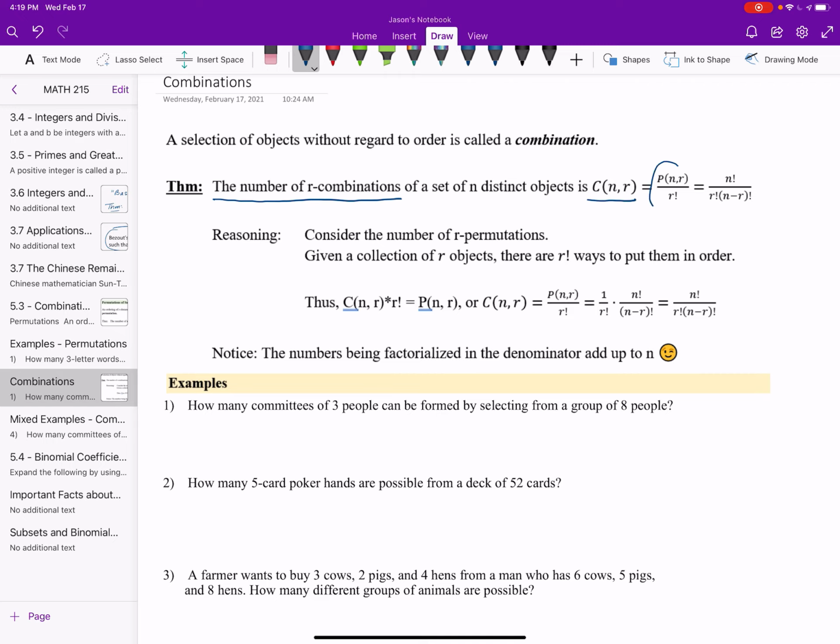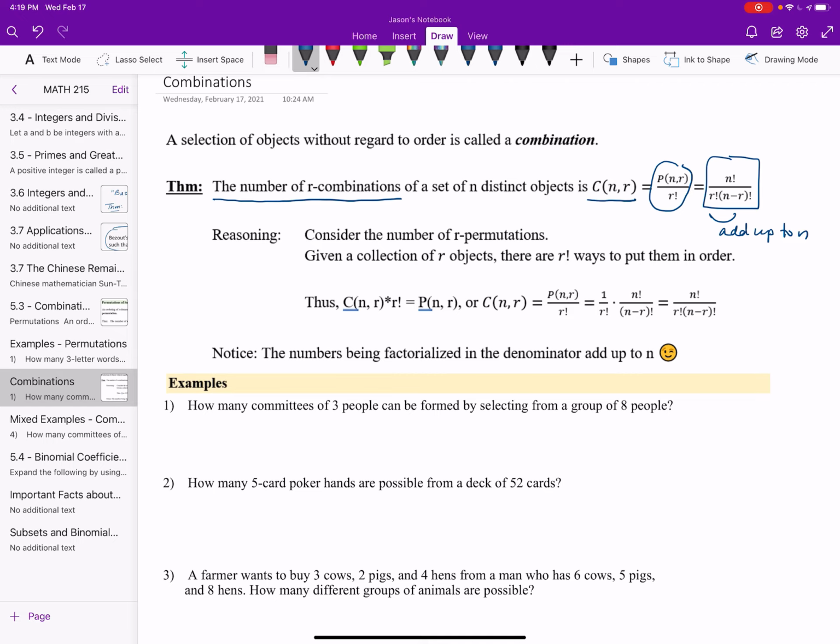So this is a convenient way to think about it, but this is the formula, and quite honestly, I find a lot more use out of that, because notice that the numbers in the denominator, the r and the n minus r, add up to n. So it makes it really easy to remember how to compute it. Okay, so let's take a moment to look at when we would use such a thing.